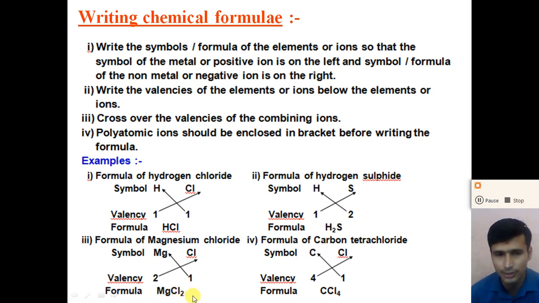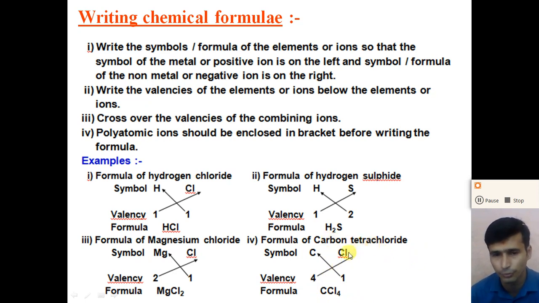So here 2 is the valency of the magnesium, and the magnesium is combined with the chlorine, Cl, right? Now third is the carbon tetrachloride. So what is the chemical formula of the carbon tetrachloride? Here the tetra means 4, right? So carbon has the valency 4 and the chlorine has the valency 1, right? So now cross over the valency of the carbon and chlorine and write the chemical formula of the carbon tetrachloride.